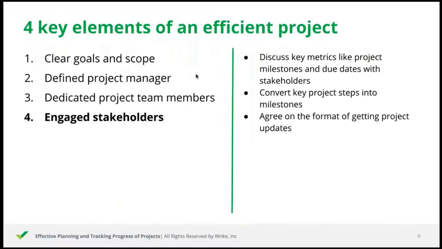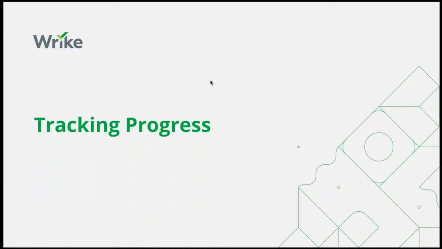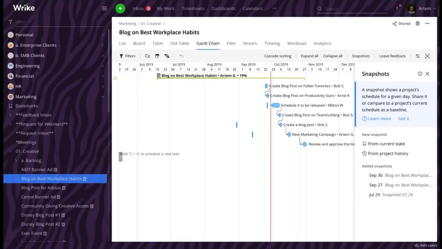Okay, let's proceed to the second block of our webinar and discuss how you can track the progress of your projects in Wrike. The first tool Wrike has to offer is the Gantt chart that you are already familiar with. We have already shown some examples of utilizing this tool. In general, the Gantt chart allows you to see how the tasks are distributed over time, how they are interconnected, what their durations are, and what the project's milestones are. This is all possible in one place.